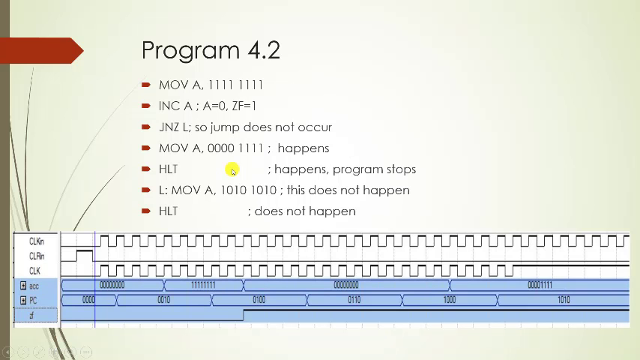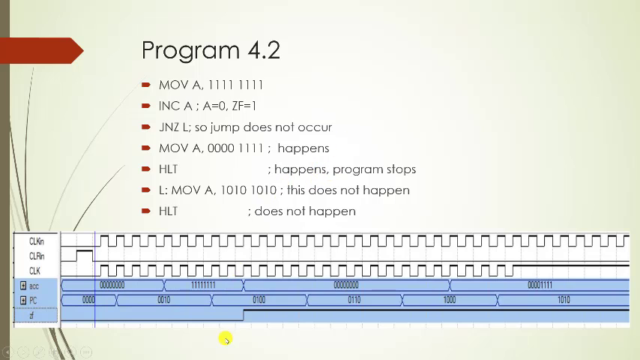In this program, we have shown when the jump not 0 command does not occur. So if we move all ones into A, then we increment A. Now A becomes 0, so the 0 flag will be 1. So the jump not 0 L command will not occur and the program will move to the following line, which is move A 0 0 0 0 1 1 1 1, and the program will halt.